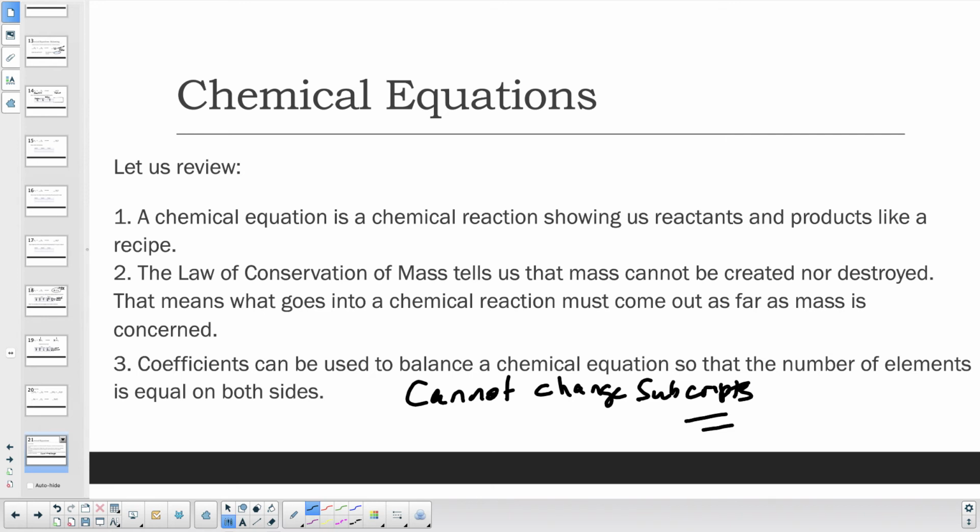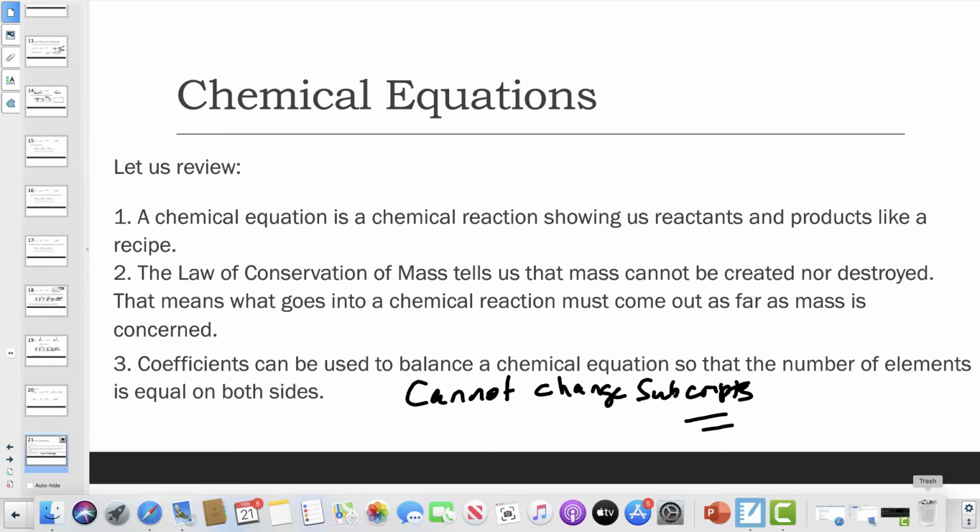So join me in working on the chemical equation worksheet. I'm going to bring that up for you, and you go ahead and bring that up as well.